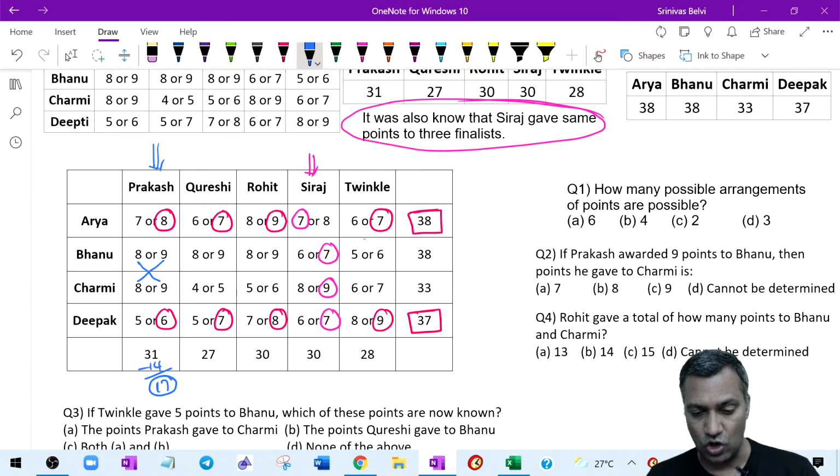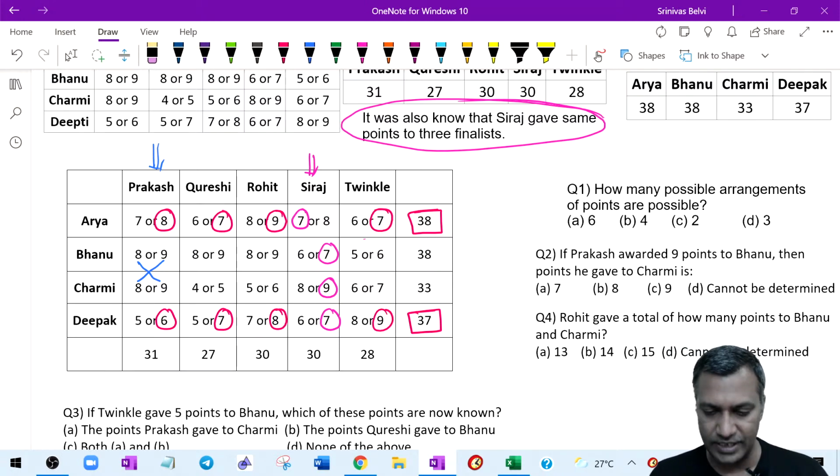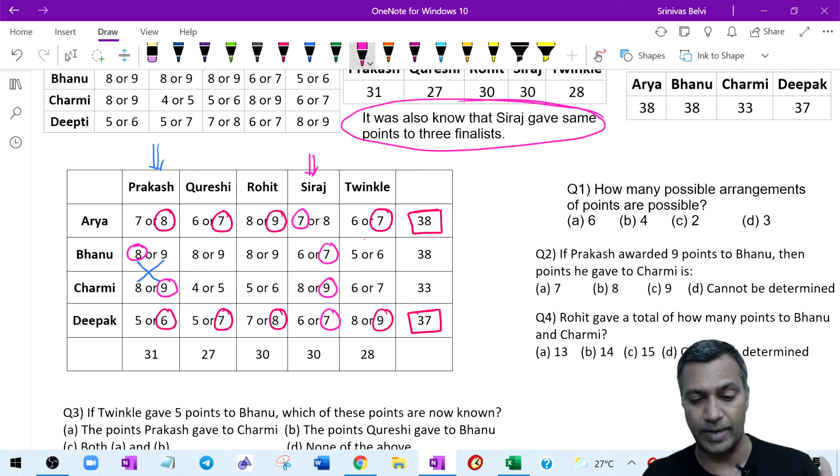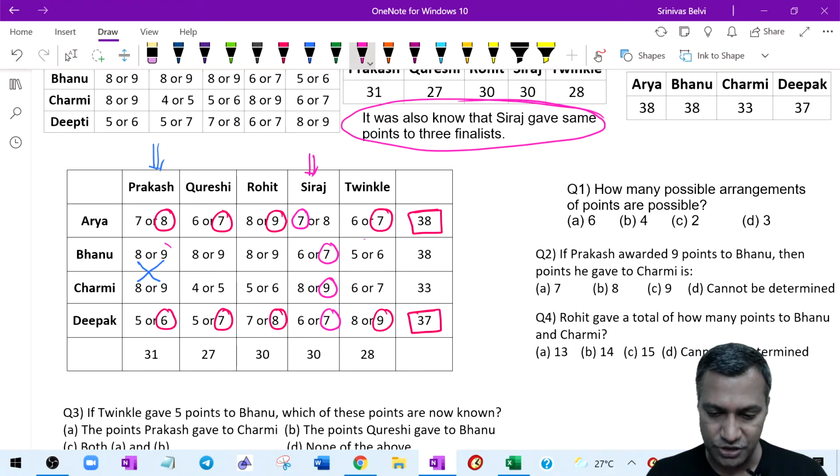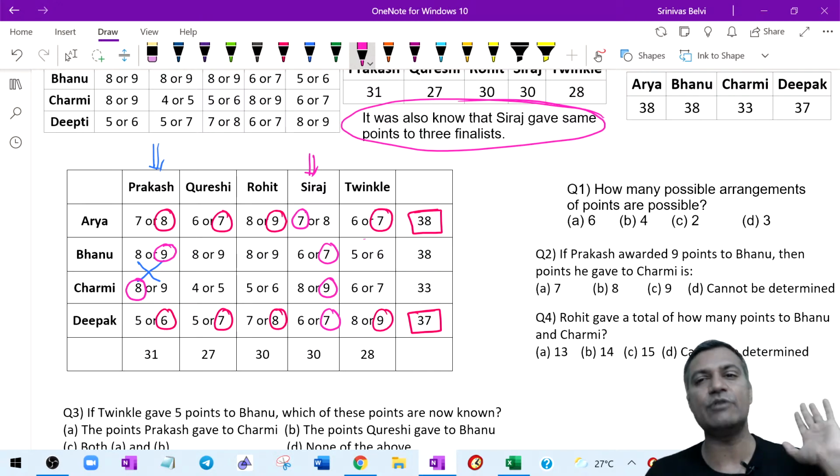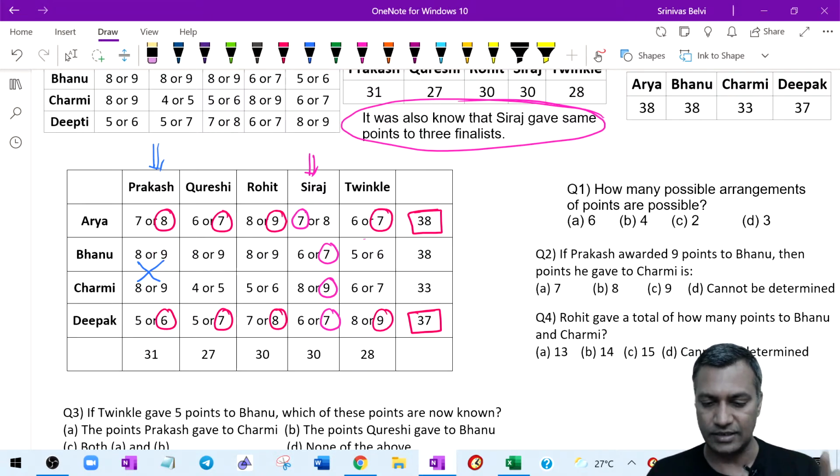You tried the first column and you got two cases. All you are trying to say is what? If Prakash gives 8 here, he should automatically give 9 here. There is no choice in the matter. Or if Prakash gives 9 here, he should automatically give 8 here. There is no choice in the matter. That's the reason I put that crossed line. Why did I put this arrow? Because there is an understanding.